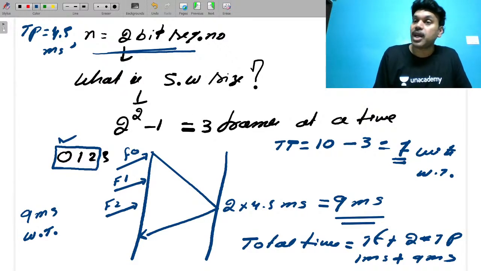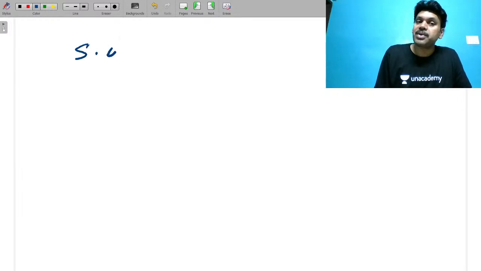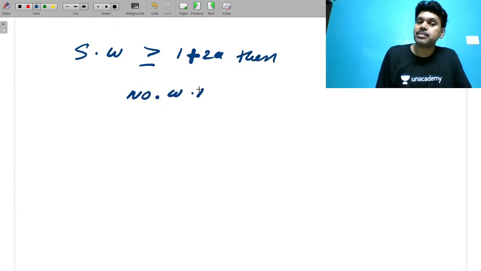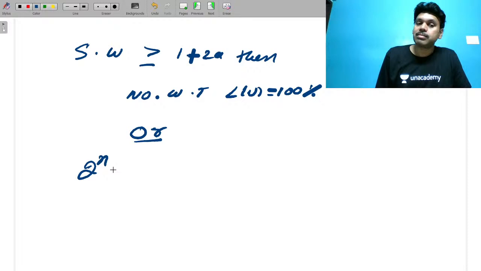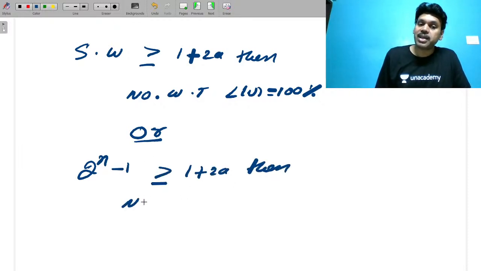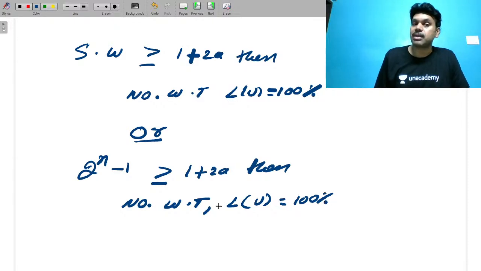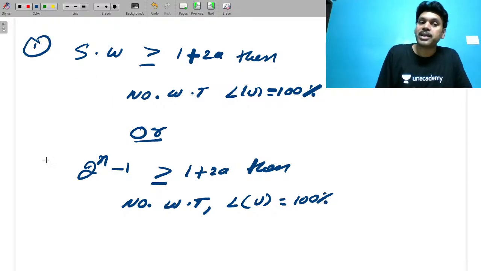What is your 1 plus 2a? I already told you. Please understand. If sender window size is greater than or equal to 1 plus 2a, then no waiting time and link efficiency is 100%, no doubt. Or if your 2 power n minus 1 is greater than or equal to 1 plus 2a, then here also no waiting time, because I can send those many frames. So your efficiency is 100%. So here also no waiting time. First point and second point.